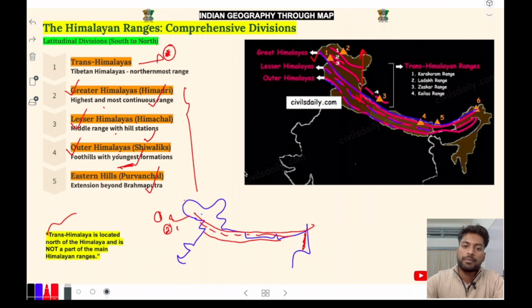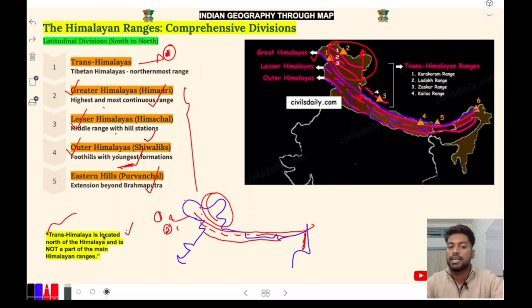And we have one more section, that is your Trans Himalaya. Trans Himalaya belongs to this place, at the top. Trans Himalaya is not a part of India, not a part of your Himalaya. Trans Himalaya, located north of the Himalaya, is not a part of the Himalayan range. Got it? And Trans Himalaya can be divided into 4 parts: Karakoram, Ladakh, Zaskar, Kailas.